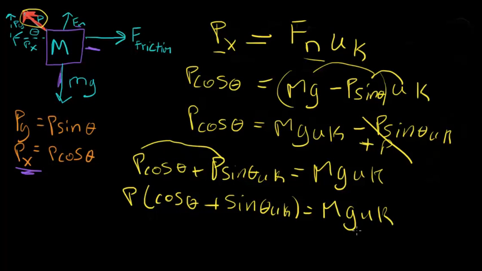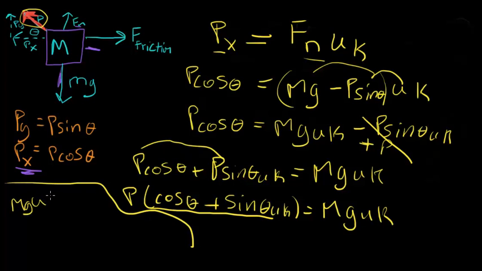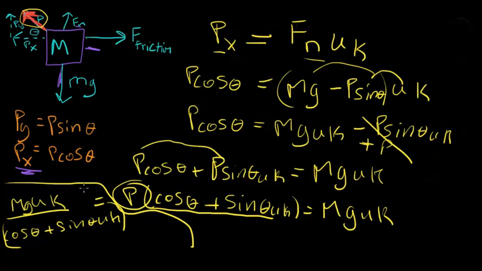I don't know how it shows up on the video here, but obviously you see what I'm going to do. In order to solve for P, I just have to divide by this, and so your final answer is going to be mg uk over cosine theta plus sine theta uk. Sorry if that handwriting's a little sloppy. That is going to be equal to P. So that's what they're looking for, and it's really just solving for P.